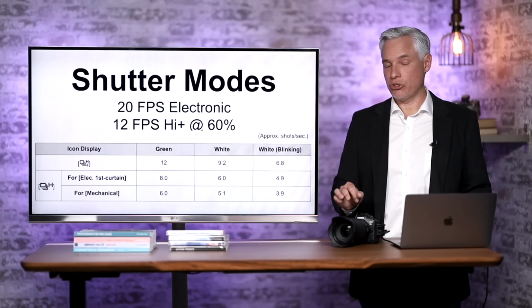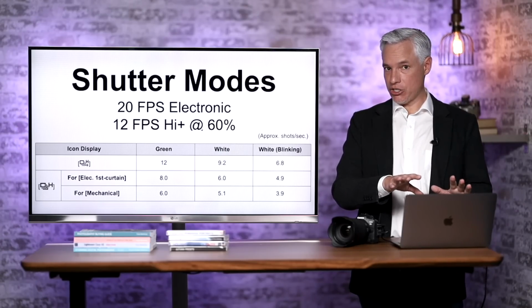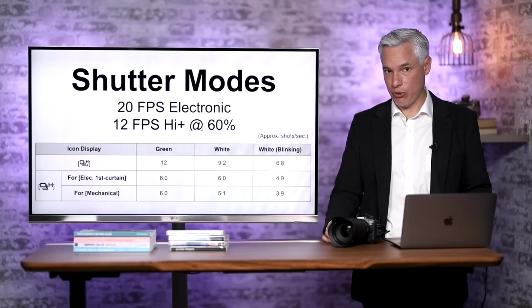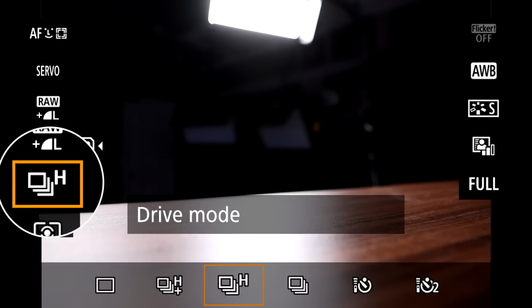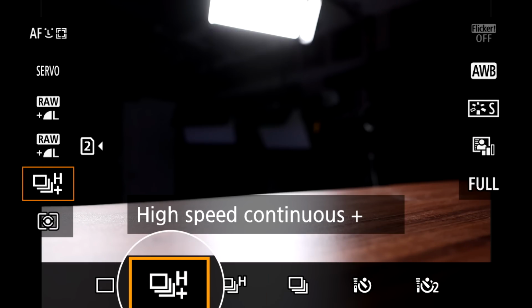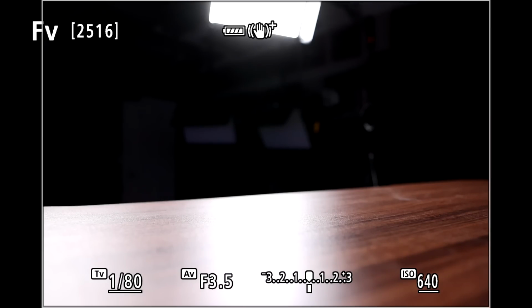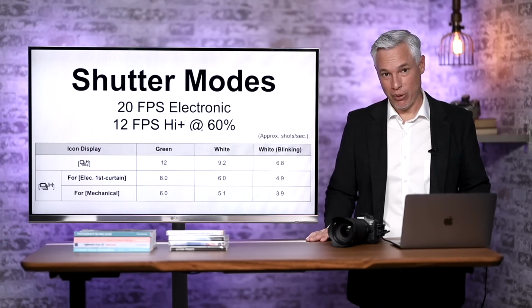The shutter mode will determine how many frames per second you can get with the camera. Electronic shutter maxes out at 20 frames per second when you're in high plus mode. So to switch to high plus mode, I'll hit the Q button here, go down to the drive mode here, and now you can see I can scroll over to high speed continuous plus. That will give me 20 frames per second with electronic shutter. See it flashing there? Every time it flashes, that's another picture taken. You can bet with 50 megapixel RAW, you're going to fill up your memory card real fast.